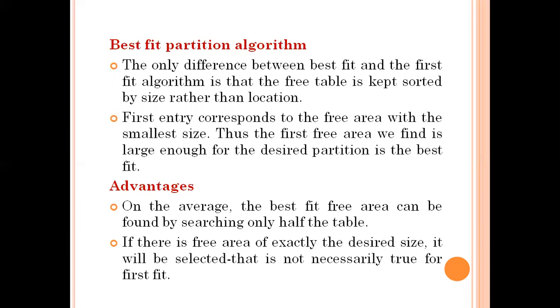In the first fit technique, the free table is kept sorted by the addresses. The first line in the table indicates a partition that starts at a lower address, and the second line indicates the partition which starts at a little higher address. The advantage of best fit is that, on average, the best free area can be found by searching only half the table. So generally, the binary search technique is applicable here. If there is a free area of exactly the desired size, it will be allocated. That is not necessarily true for first fit.